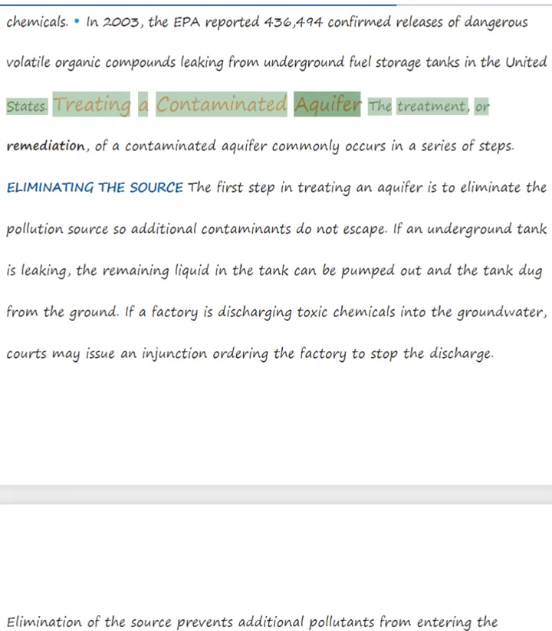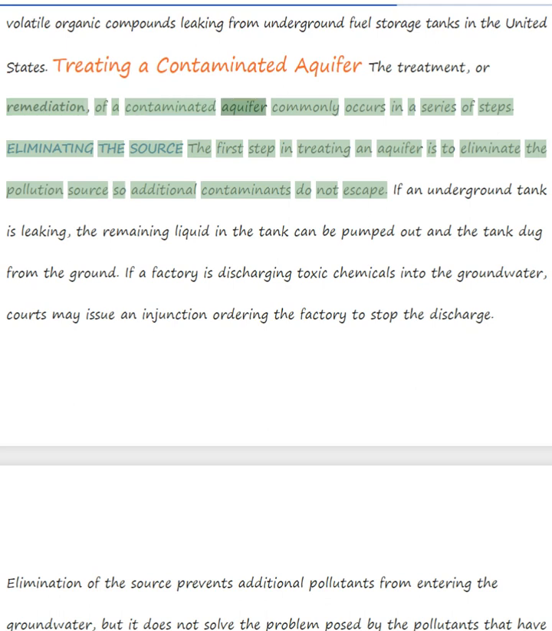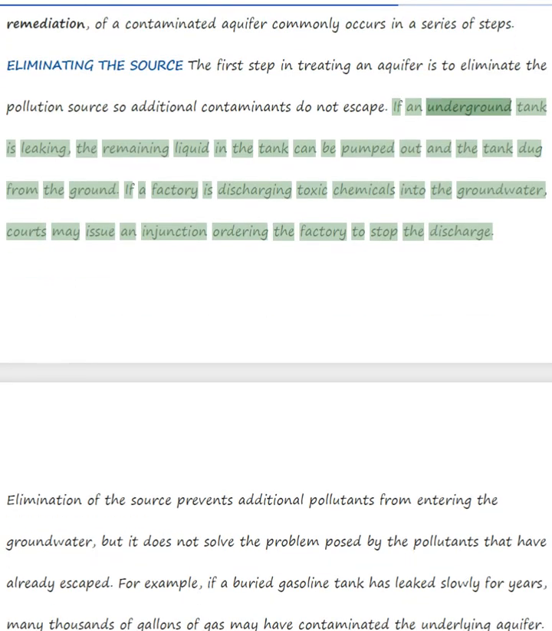Treating a contaminated aquifer. The treatment, or remediation, of a contaminated aquifer commonly occurs in a series of steps. Eliminating the source. The first step in treating an aquifer is to eliminate the pollution source so additional contaminants do not escape. If an underground tank is leaking, the remaining liquid in the tank can be pumped out and the tank dug from the ground.